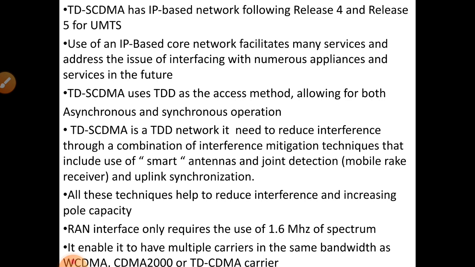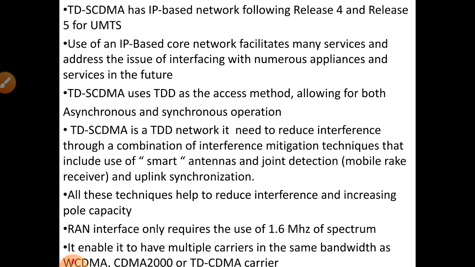This interference mitigation technique uses some additional network components like smart antennas and joint detection, as well as uplink synchronization. For the interference mitigation technique, we are using only the uplink, not the downlink. For the joint detection, we are using the term called mobile RAKE receiver. The mobile RAKE receiver is used in CDMA cellular systems. It combines multiple components, and the main purpose of this RAKE receiver is to improve the SNR at the receiver side.